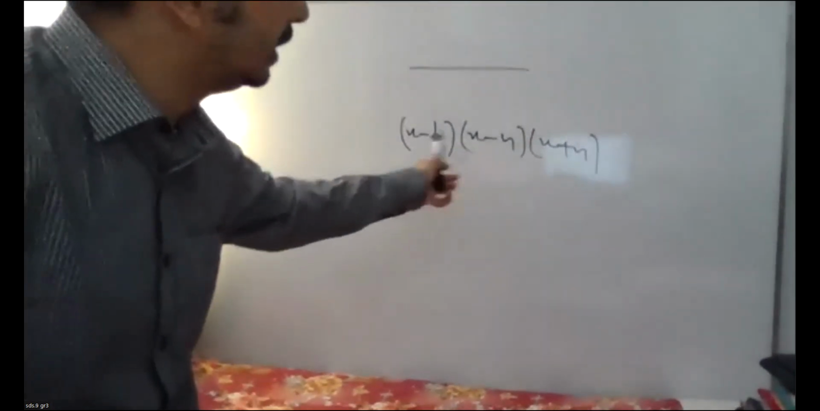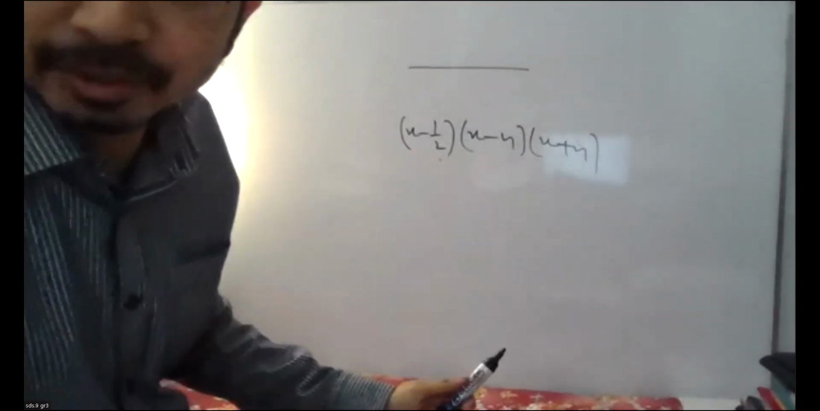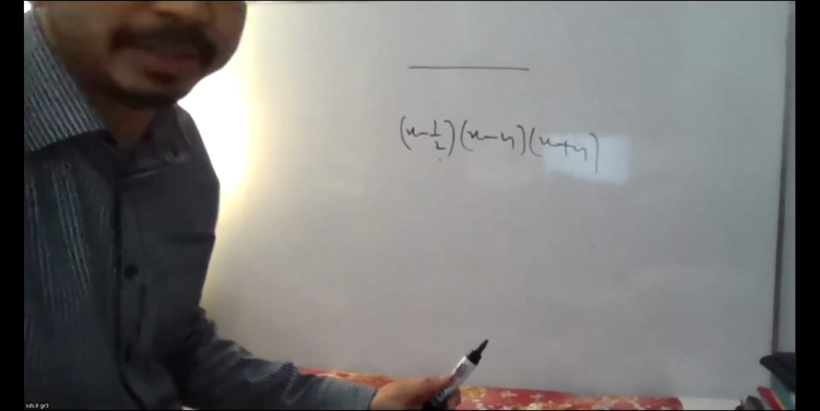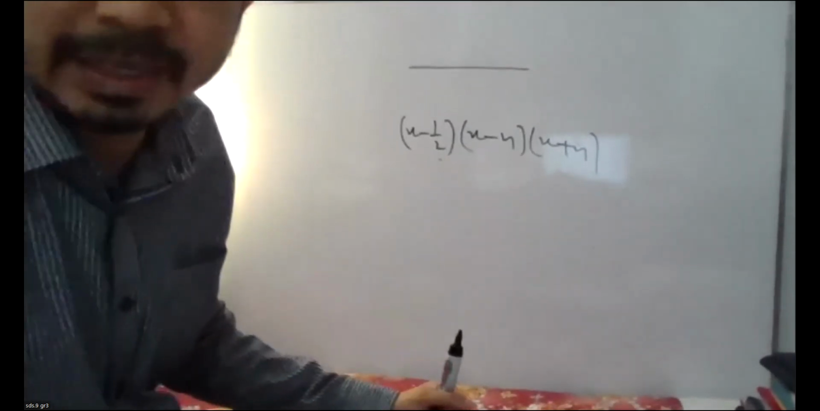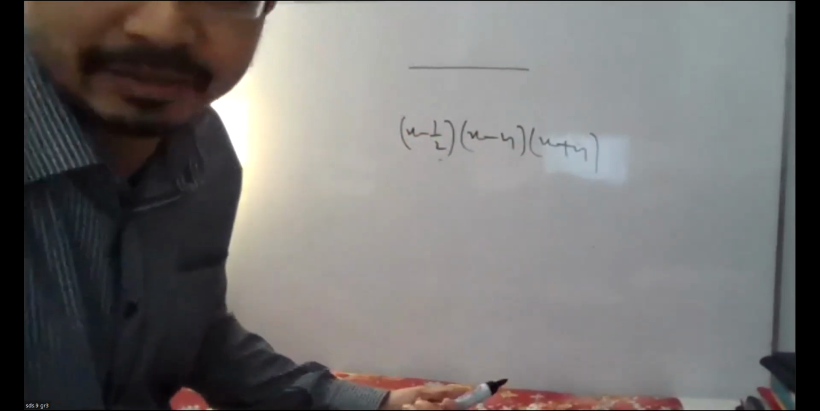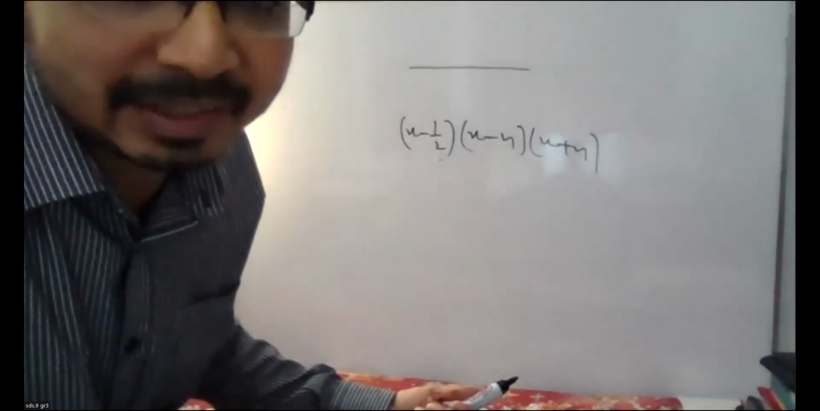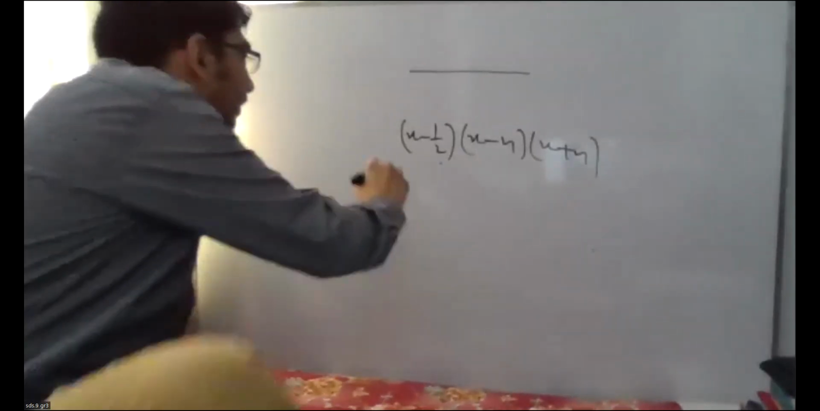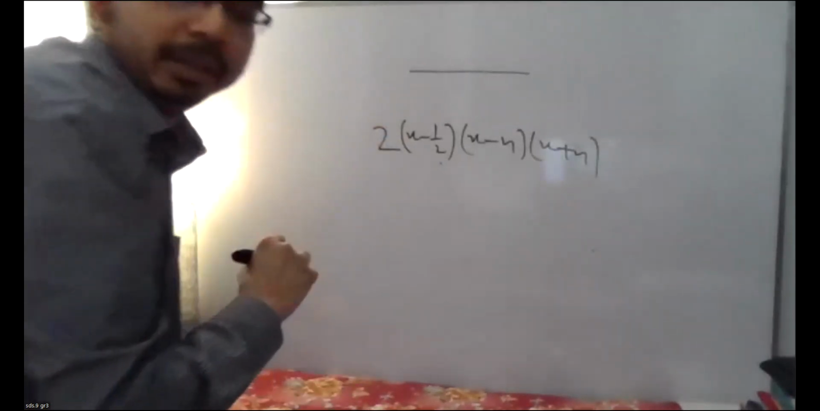Since x equal to 1 is a root, x minus 1 is a factor. x equal to half is a root, so x minus half is a factor. x equal to minus 1 is a root, so x plus 1 is a factor. So these are the 3 factors. I've written them, but you have to realize that the coefficient of x cube is 2, while the way I've written it, the coefficient of x cube is 1. So I just have to put a 2 over here.